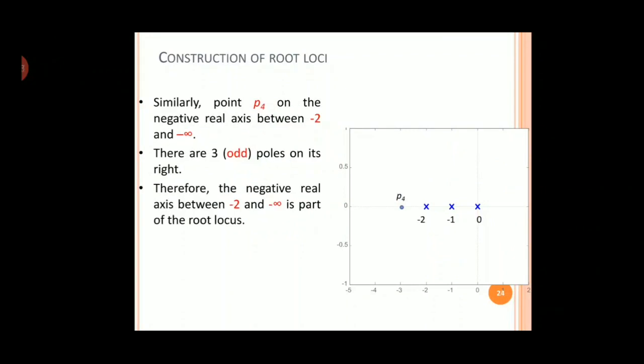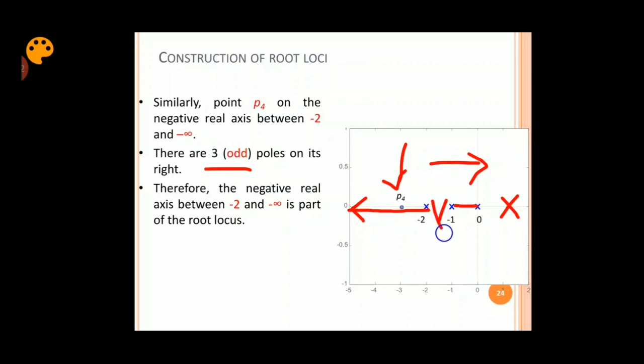Next I consider another point in the remaining section of real axis. Again, to its right, there are 3 poles. 3 is odd. So whenever there is an odd number of poles and zeros together to its right, then it is RL. That means this part of the real axis is RL, and we have also seen this part is RL, and this part is NRL, and this part is NRL.